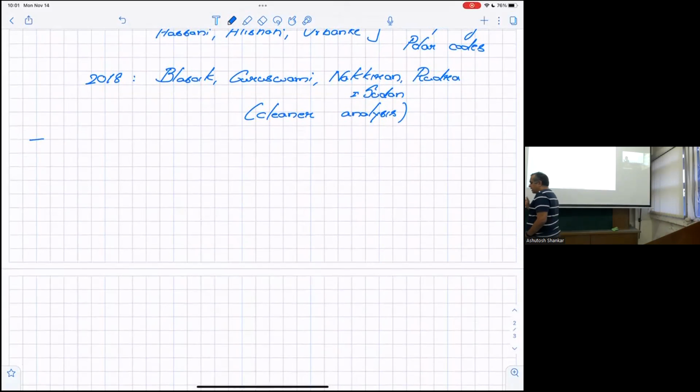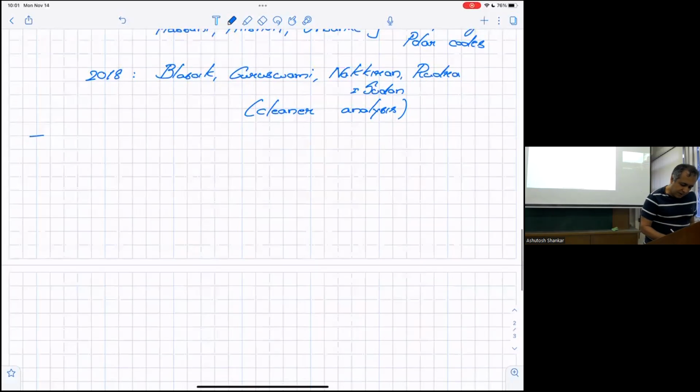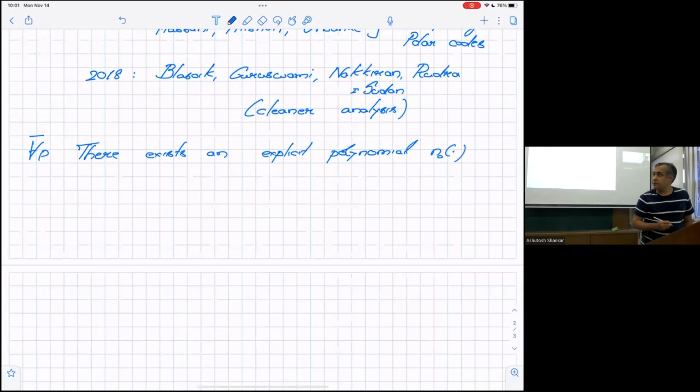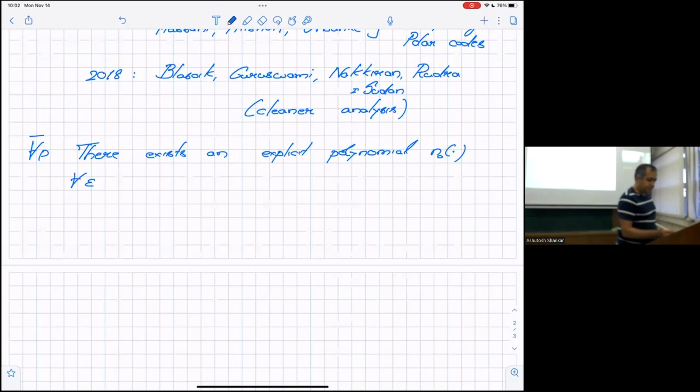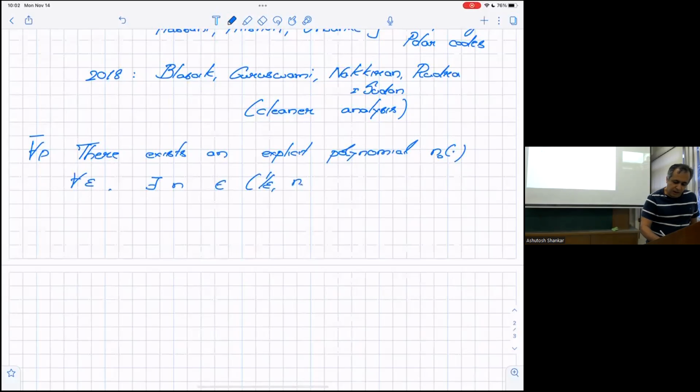So what we will show is we will give an explicit polynomial M0. We will give, at the end of all of this, for all p, there exists an explicit polynomial N0, such that: you tell me epsilon, how far away from capacity you want to be, then there exists an n which lies between 1 over epsilon and N0 over epsilon.